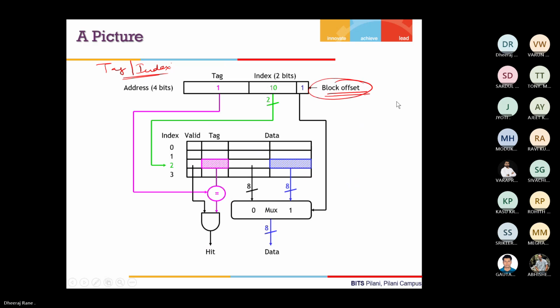So from where will this bit be coming? Yes, anyone? The address line is constant, right? Whatever the address line is, that is constant. So how will we be bringing this block offset bit, or from where will we take out this bit? Yes, anyone, Ajit, Ravi, or anyone else?